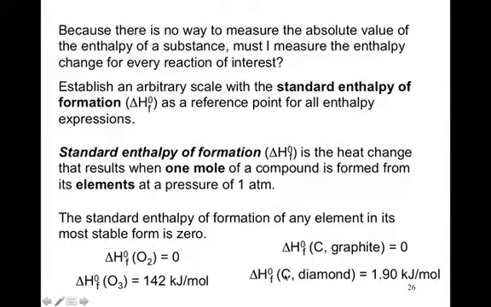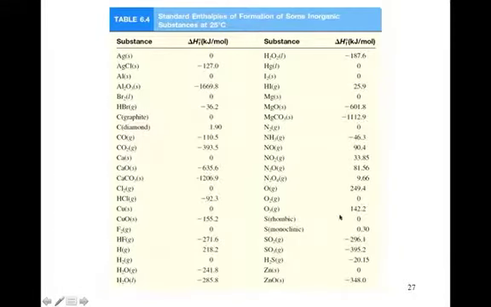You have graphite as 0, very stable. Diamond has a little bit to give off, not very much. Diamond's pretty stable stuff, so you can see 142, very high enthalpy, 1.9, pretty small enthalpy.